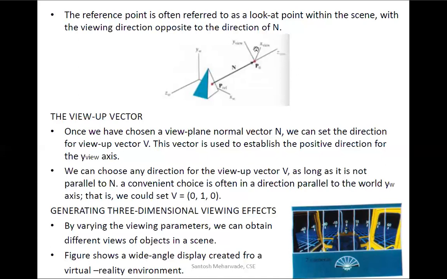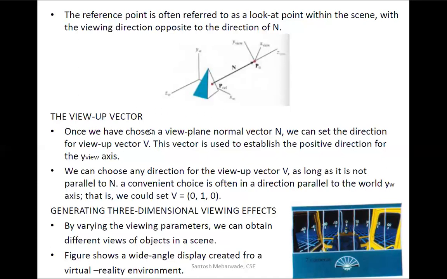Now this viewer, meaning the camera, is looking at this particular point, P ref. But the normal vector always has the opposite direction. We take the normal in this way, and from P naught we are looking at this point. So this look at point and this normal vector are always opposite to each other.